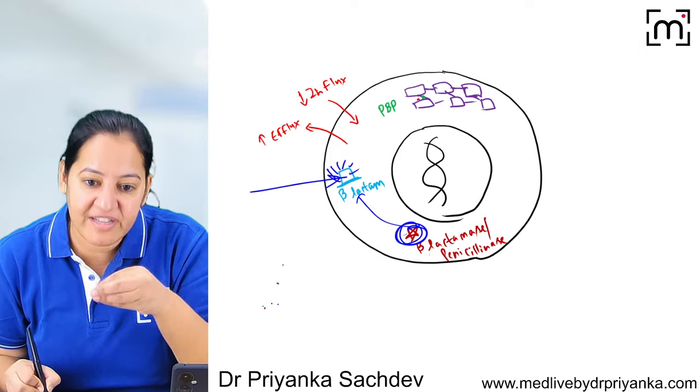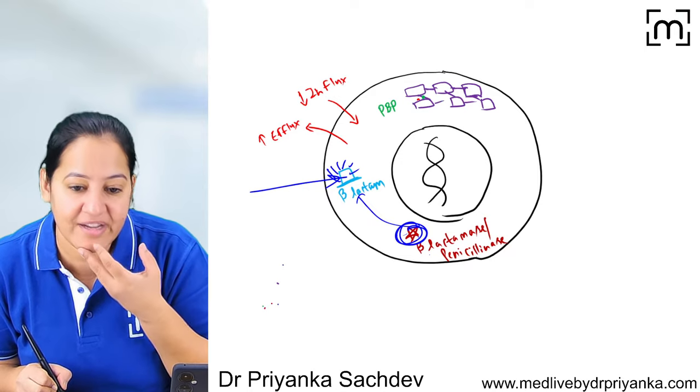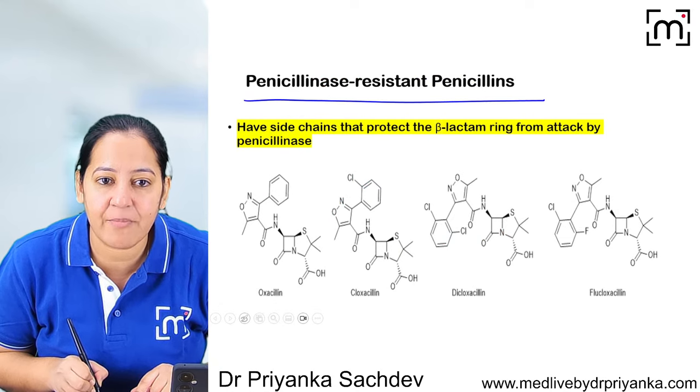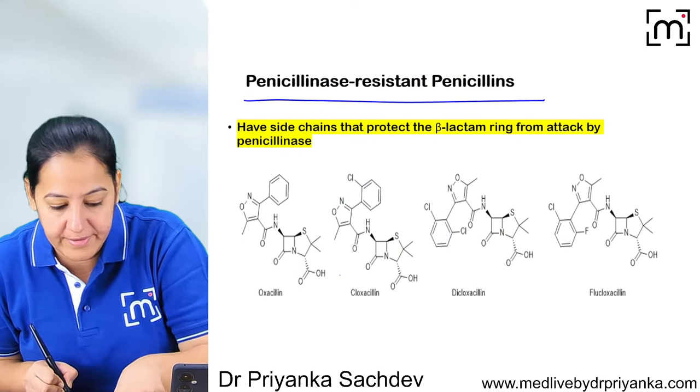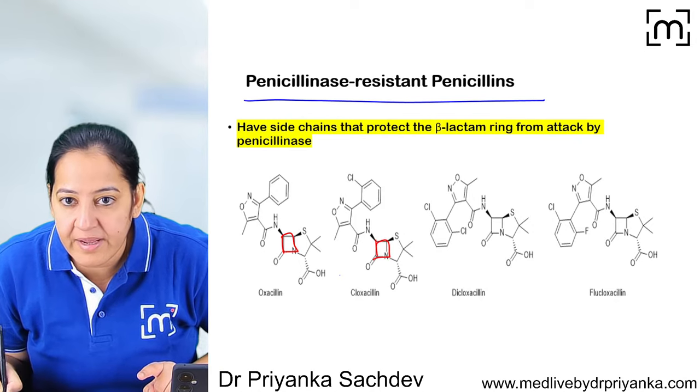You know, the enzyme will degrade the ring only if it sees the ring. If the enzyme does not see the ring, how will the enzyme degrade it? So we are covering it, giving a ghungad. See the structures. Can you see the beta-lactam ring? Let me highlight the beta-lactam ring here. Can you see the four-sided ring here?